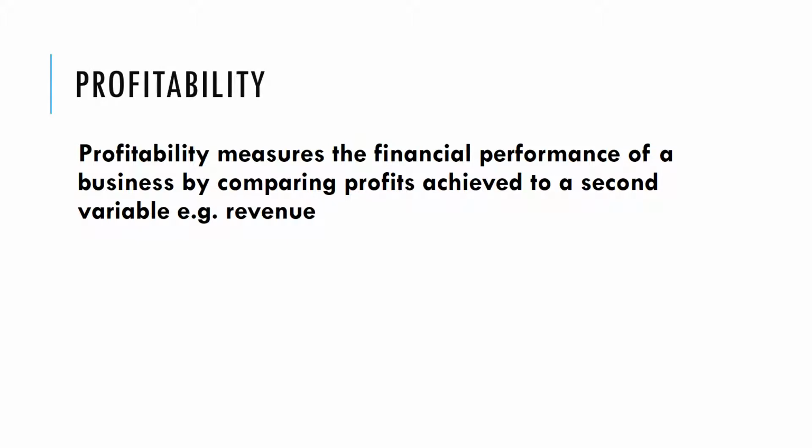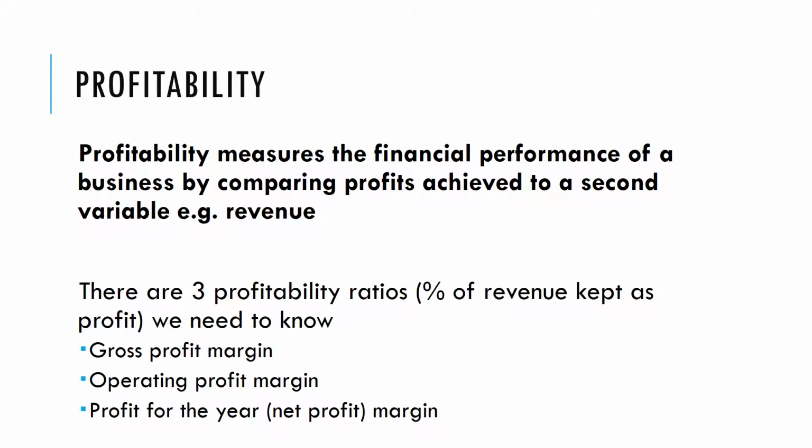So let's take this down in our notes. Profitability measures the financial performance of a business by comparing profits achieved to something else. For example, revenue. Comparing profits to revenue gives you an idea of how profitable the business is. And in business, we'd normally measure it by using three ratios, or three sort of percentage calculations. And these are gross profit margin, operating profit margin, and profit for the year, or net profit margin. And we need to know these three.